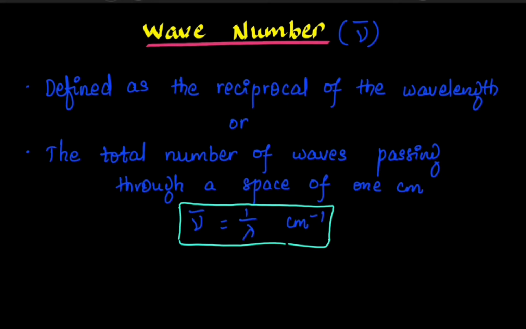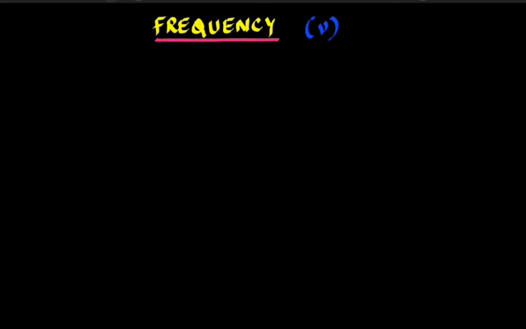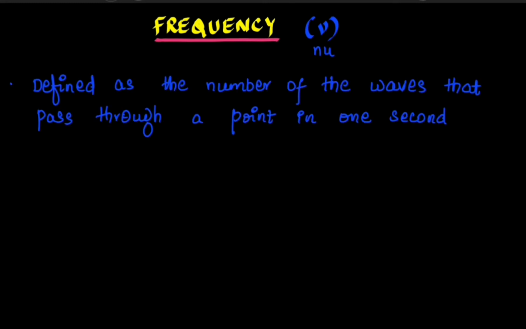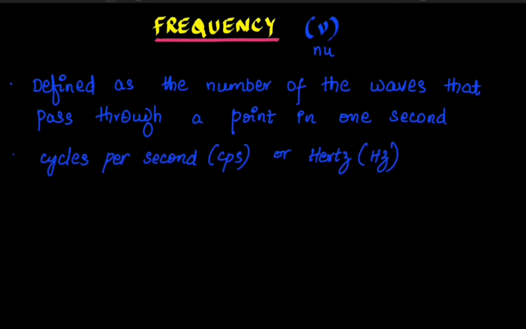After wave number, the other identity for a radiation, the most important one, is the frequency. Frequency is indicated by nu. Well, it is defined as the number of waves that pass through a point in 1 second. It is expressed in cycles per second, CPS, or hertz.